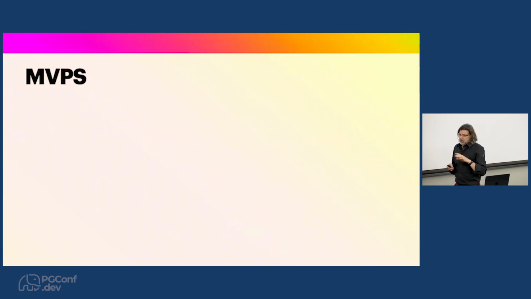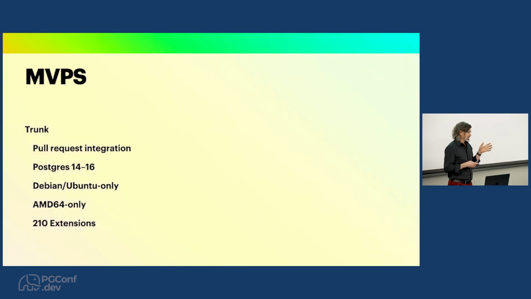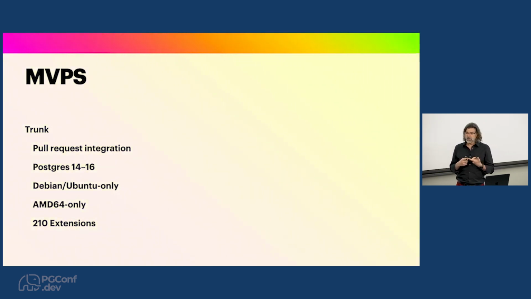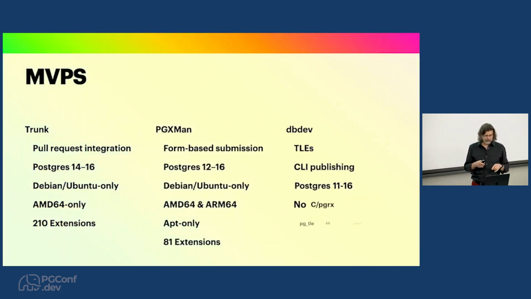Now, the thing about all these projects is that somewhat like PGXN, they're like minimum viable products at this point. So Trunk, for example, in order to get something in Trunk, you need to submit a pull request. It currently supports only Postgres 14 through 16. It's Debian and Ubuntu only Linux. Currently only AMD 64 and 210 extensions. Now there are plans to add other operating systems and ARM64 and stuff like that, but that hasn't happened yet.